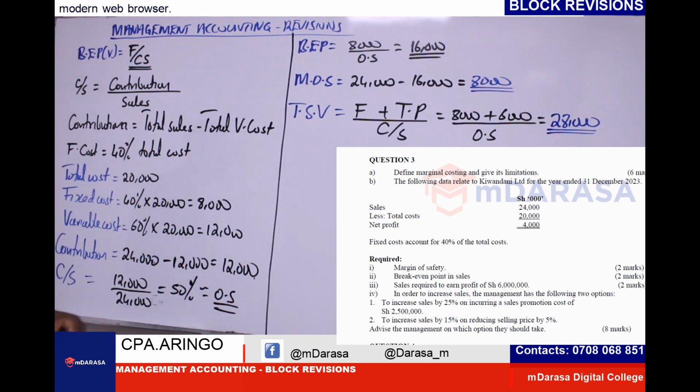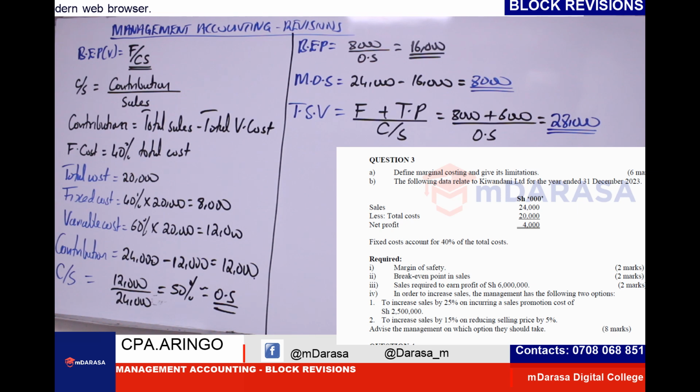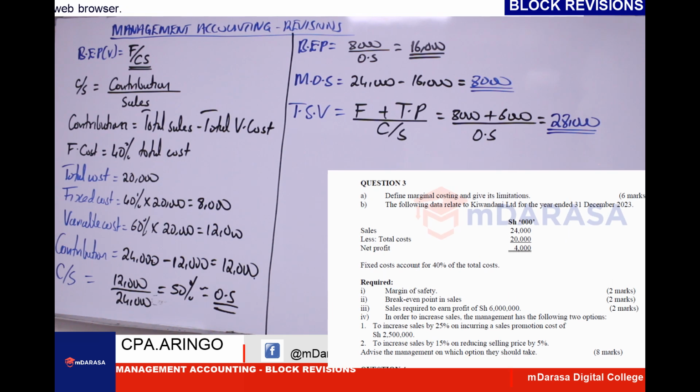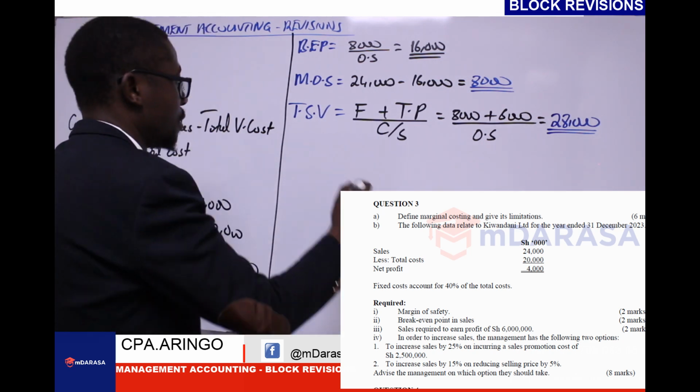The other part, what were we asked? The other part of this question is, in order to increase sales, the management has the following two options. Option one is to increase sales by 25% on incurring a sales promotion cost of 2.5. Option two is to increase sales by 15% on reducing the selling price by 5%. That is a straightforward question, which in this case we are required to advise, right?